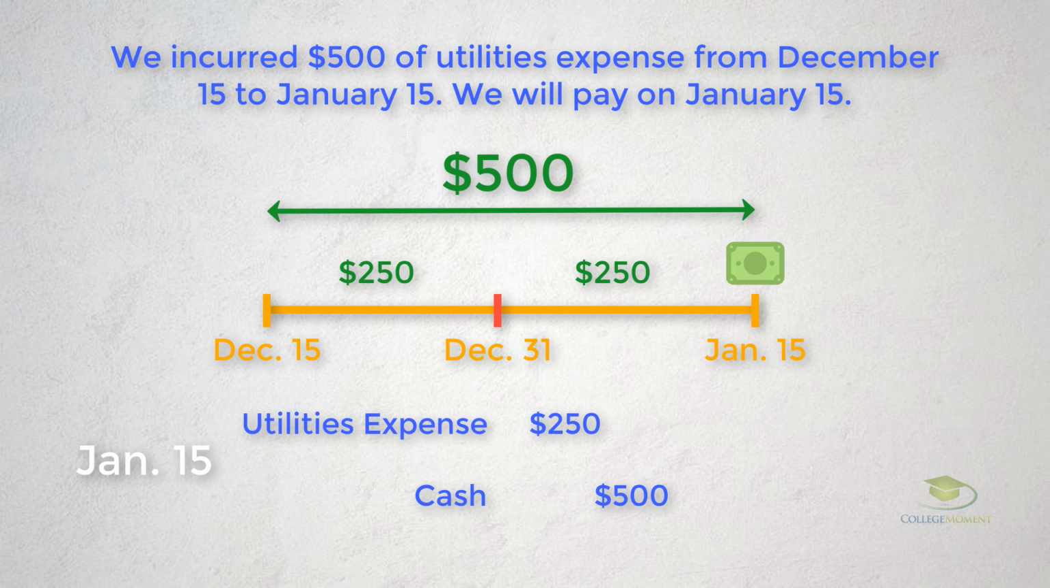On December 31st, we recorded a liability, the utilities payable of $250. Since we paid the full amount on January 15th, we do not owe anymore, and therefore we decrease the liability by debiting it for $250. This is the journal entry.